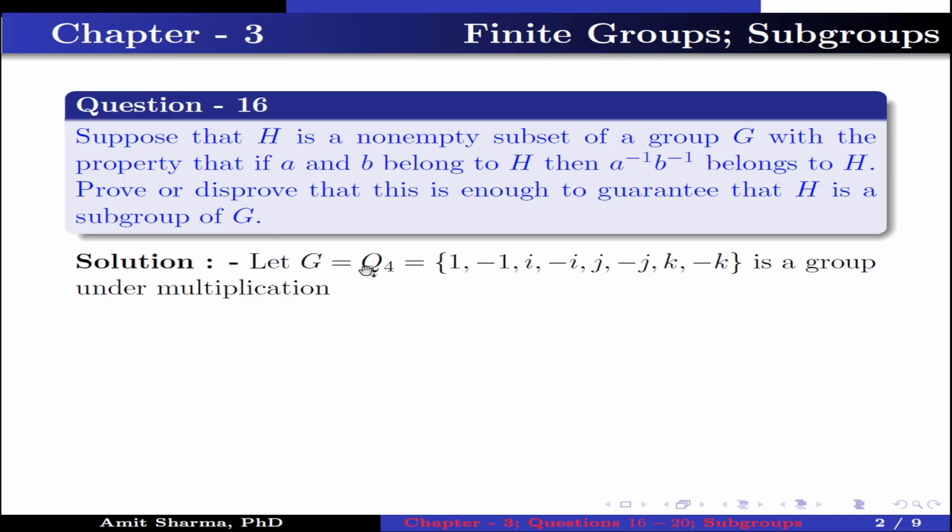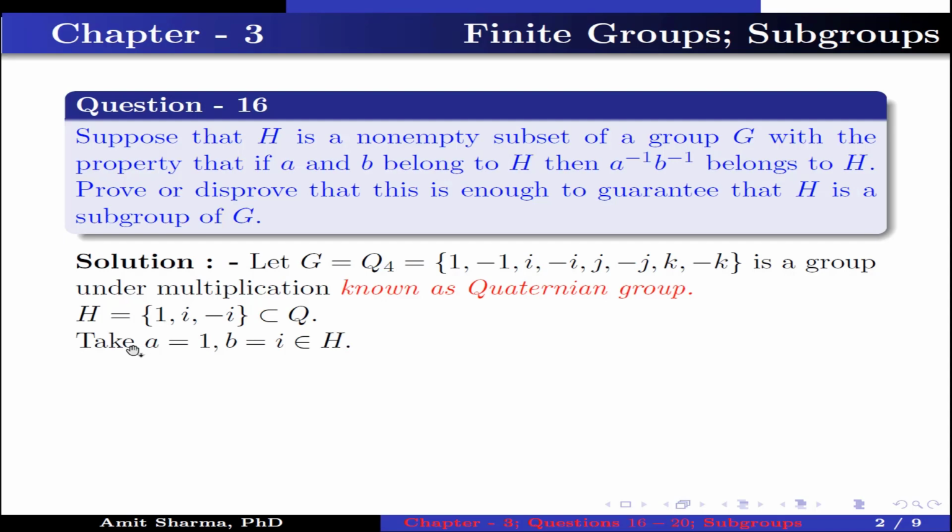Let G equal Q4, containing the elements 1, minus 1, i, minus i, j, minus j, k, minus k. It is a group under multiplication, known as the quaternion group. Let H contain the elements 1, i, minus i, which is a subset of Q4. Now take a equal to 1 and b equal to i, which belong to H.